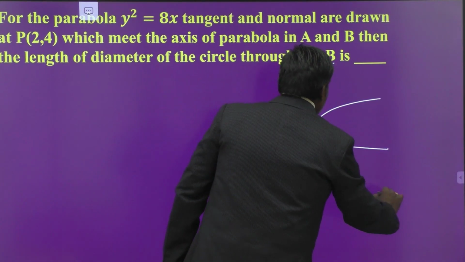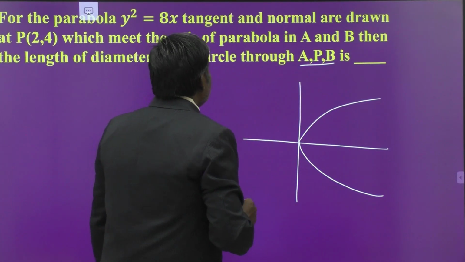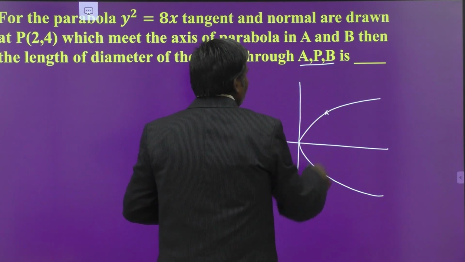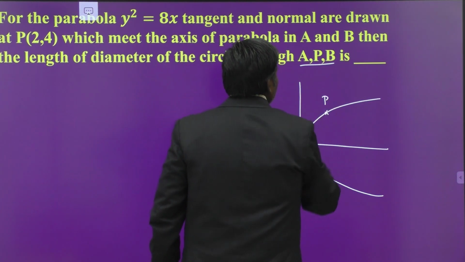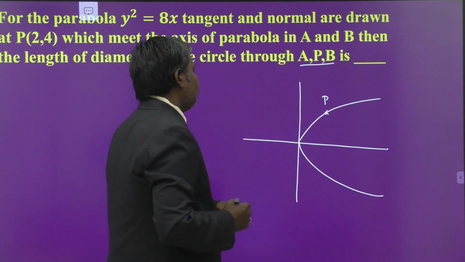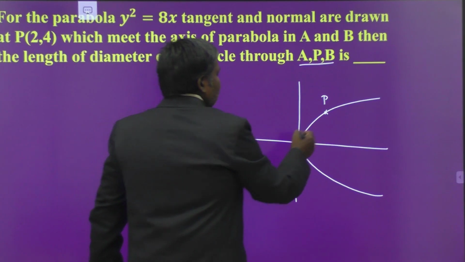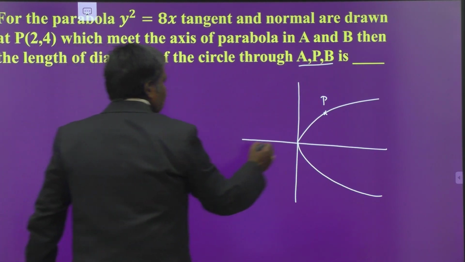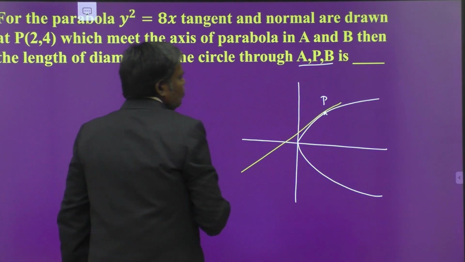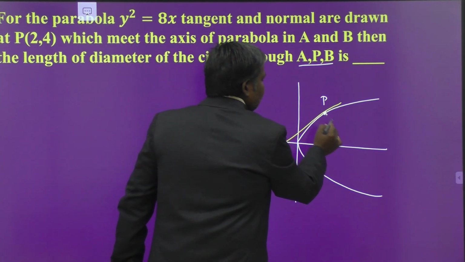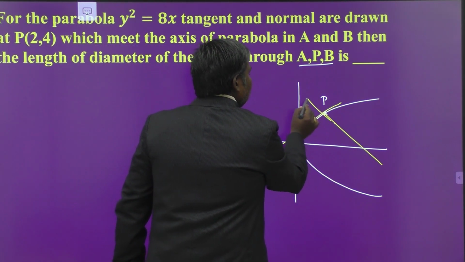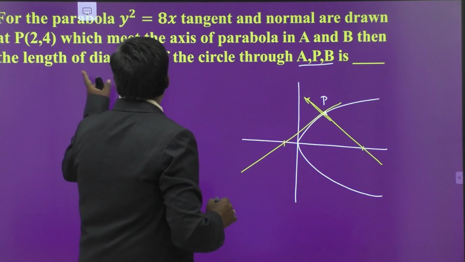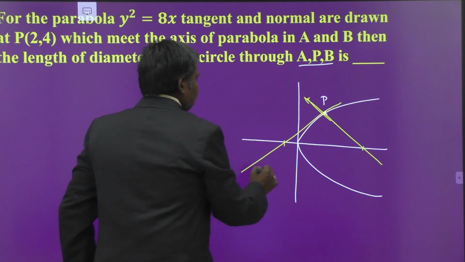This is the parabola, y square is equal to 8x. P is the point (2, 4). These are the coordinates of P. Tangent and normal are drawn at this point P to the parabola. Suppose this is the tangent which is drawn at P to the parabola, and this is the normal drawn at the same point to the parabola. It meets the axis of the parabola at A and B.